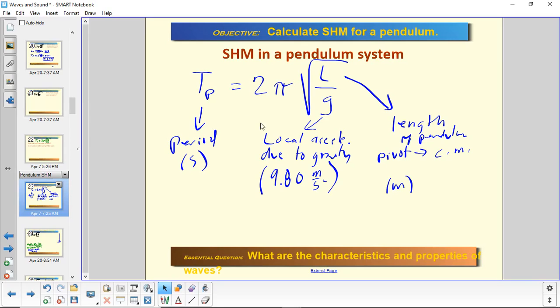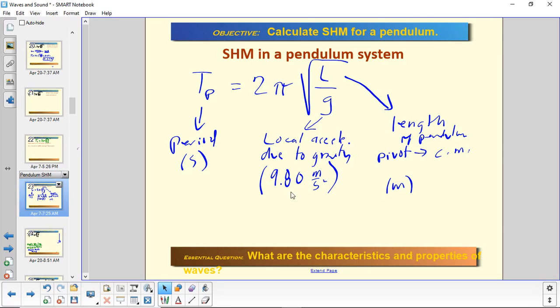Anyway, this is the equation for a pendulum. T again is the period. It's in seconds. 2 pi shows up there again. Square root shows up again, so they're very similar. This is where the differences come in. Capital L is the length of the pendulum. Now, this is from the pivot point at the top of the pendulum to the center of mass of the body that is swinging. Doesn't come into play very often, but that's the way it is. So it's the length of the pendulum from the pivot point at the top to the center of mass of the object itself, and then G is the local gravity, acceleration due to gravity.